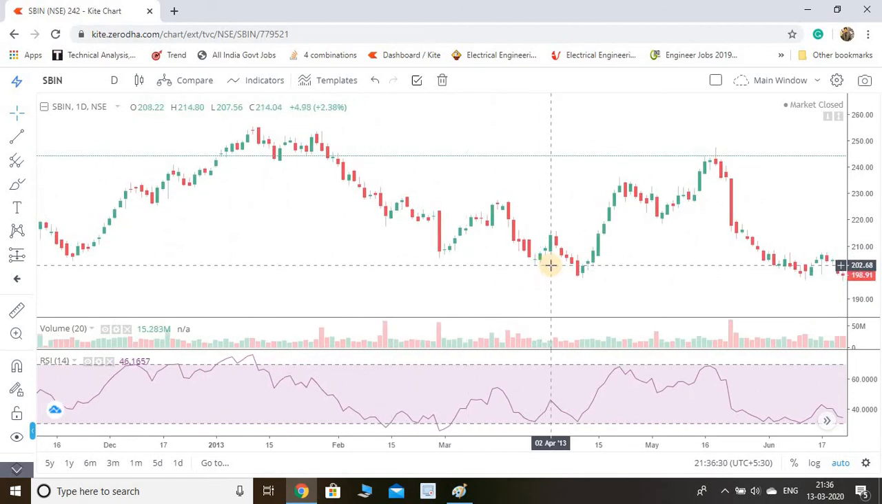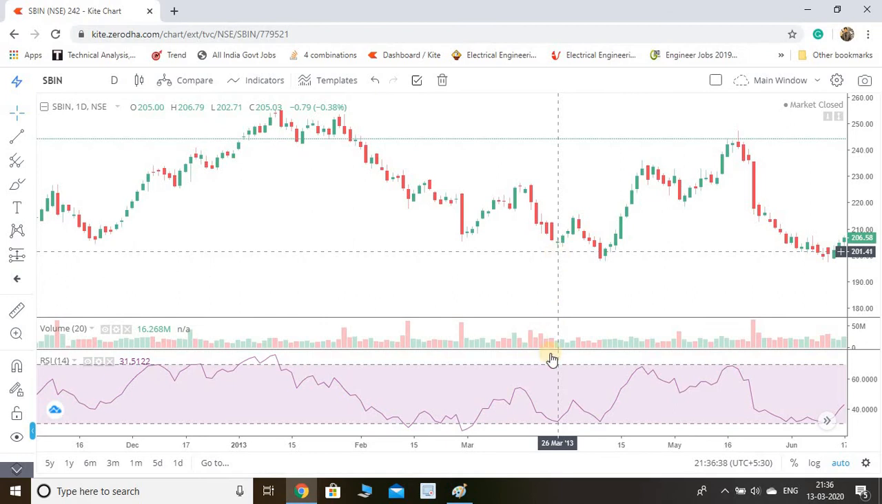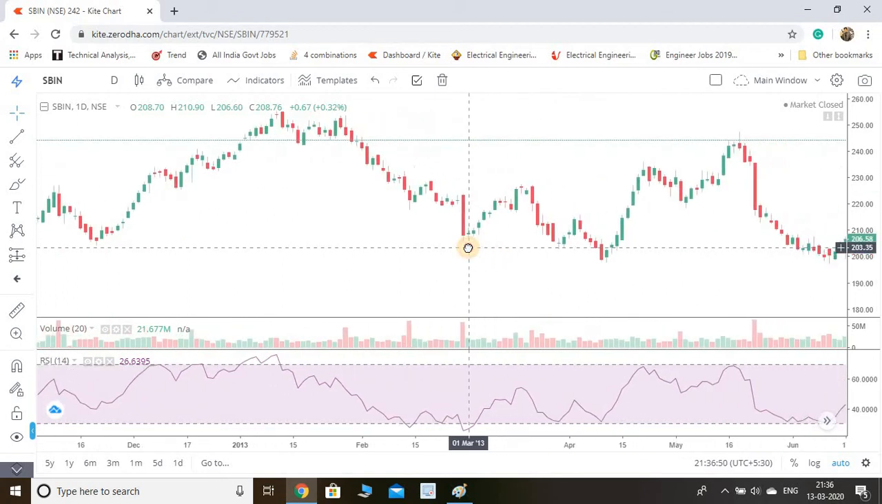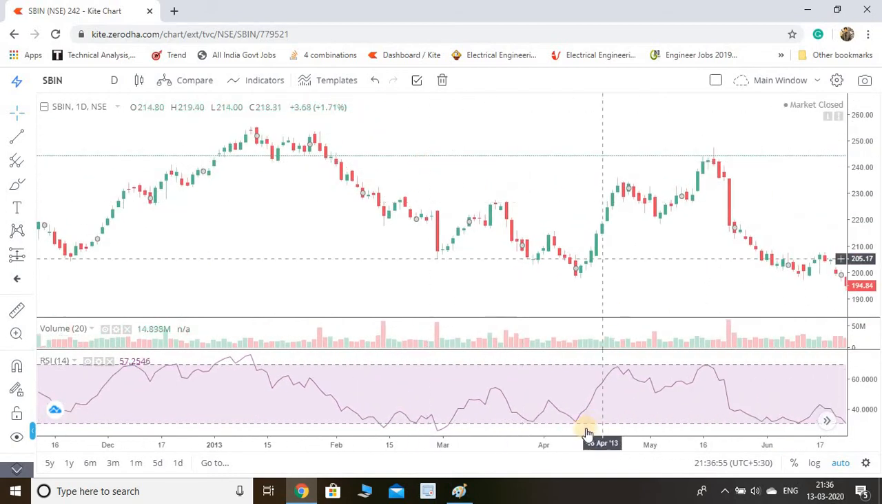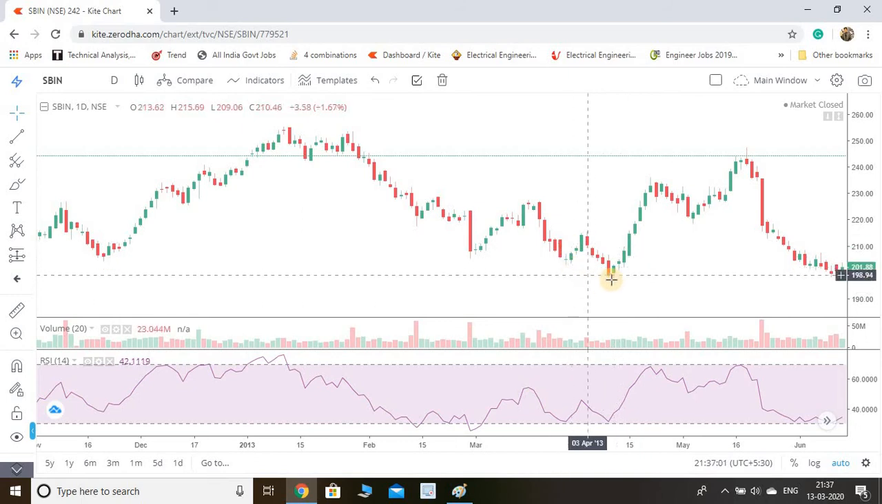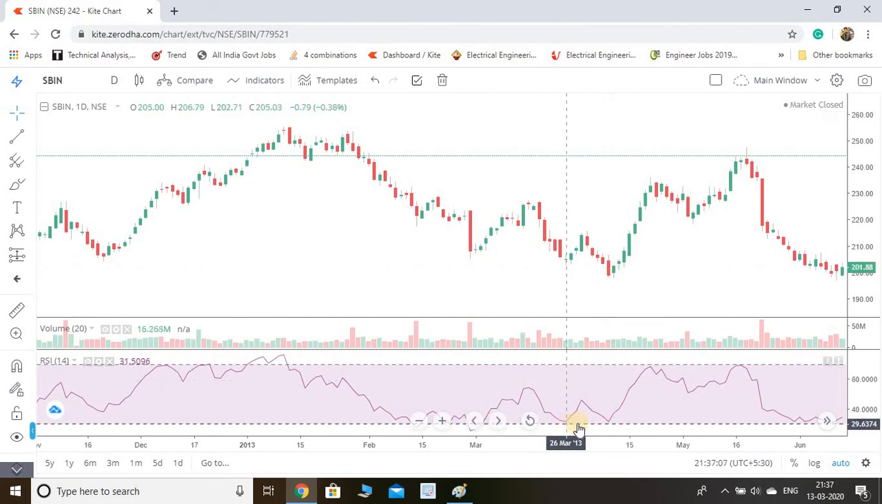Let's check this one. The problem here is that it is not giving me the value. This is 31 or 32, not clear actually. So when it gives me the value, you can check that the price is moving down, this is the lower low, and this one is the low, and RSI is making a higher low because it has not broken this low.